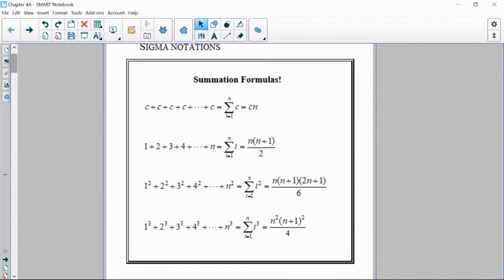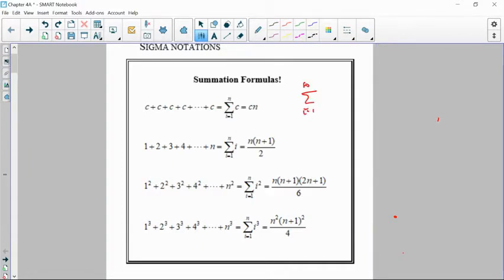But looking at these four formulas, you're just adding up a whole bunch of numbers over and over again, right? So you just multiply whatever that value is times however many you have. If I said, for example, find the sum of I equals 1 to 10 of 3, that's telling me that I have 10 terms of 3, like 3 plus 3 plus 3 plus 3, 10 times. So you just do 3 times 10, which is 30.